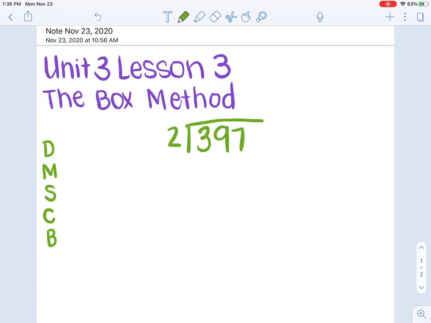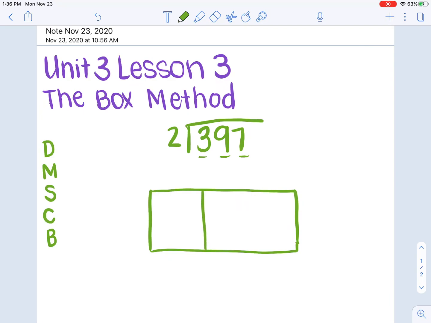397 divided by 2. For the box method, I'm going to set it up just a little bit differently using a box. Imagine that. My box is going to have however many boxes that the number has. So I have 397. I'm going to split it into 3 boxes. And I'm going to put one number in each box, 3, 9, and 7. Then I'm going to put the divisor on the side, 2. Remember, the divisor is this number here.